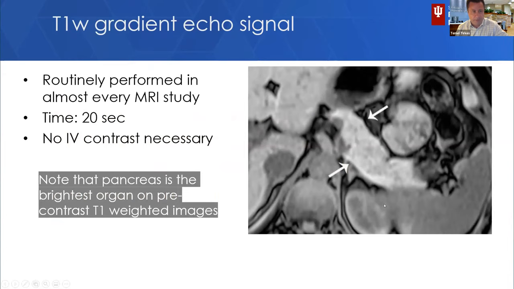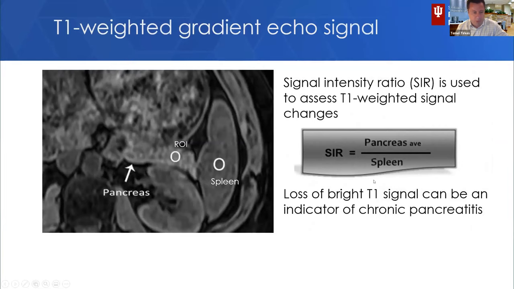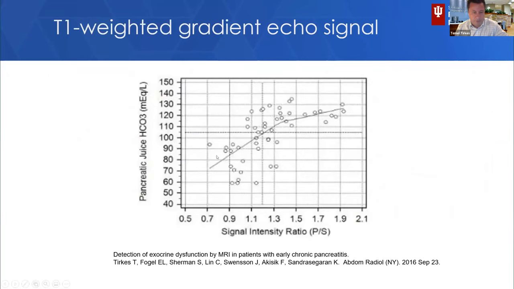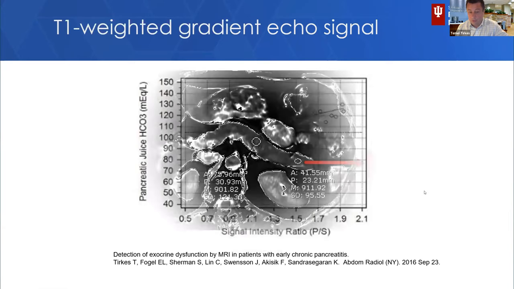This is where the T1 weighted gradient echo signal intensity ratio is used. This is the pancreas, pancreatic body and tail. It looks very bright on the pre-contrast images, especially relative to the spleen. And in a patient with chronic pancreatitis, this bright signal is decreased and we can measure this decrease by taking the ratio of the pancreatic signal to the spleen and come up with a signal intensity ratio. We showed that signal intensity ratio significantly correlates with the pancreatic juice bicarbonate level and published this. Basically, it is reflecting the pancreatic exocrine function.